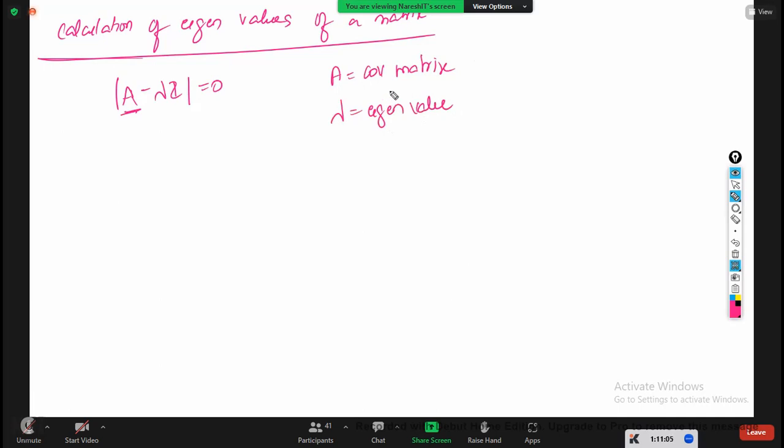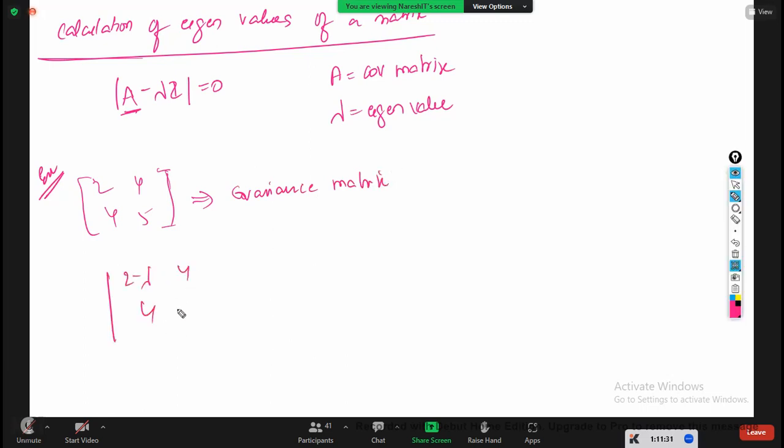A is the covariance matrix and lambda represents the eigenvalues. For example, you have a covariance matrix 2, 4, 4, 5. Assume this is your covariance matrix. In that case, you apply 2 minus lambda, 4, 4, and 5 minus lambda, and this is equal to 0. That's it. You just have to add minus lambda to the diagonal values.